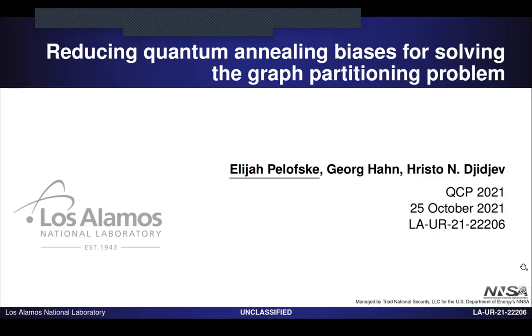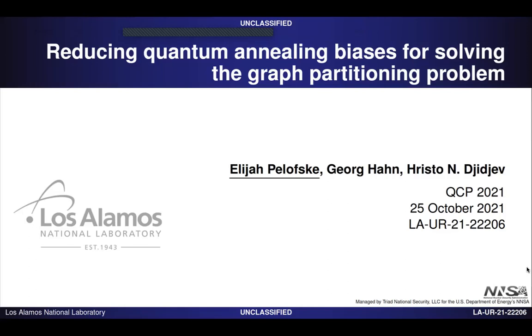My name is Elijah Pelofske, and I am presenting the paper, Reducing Quantum Annealing Biases for Solving the Graph Partitioning Problem. This is joint work with Georg Hahn and Hristo Djidjev.